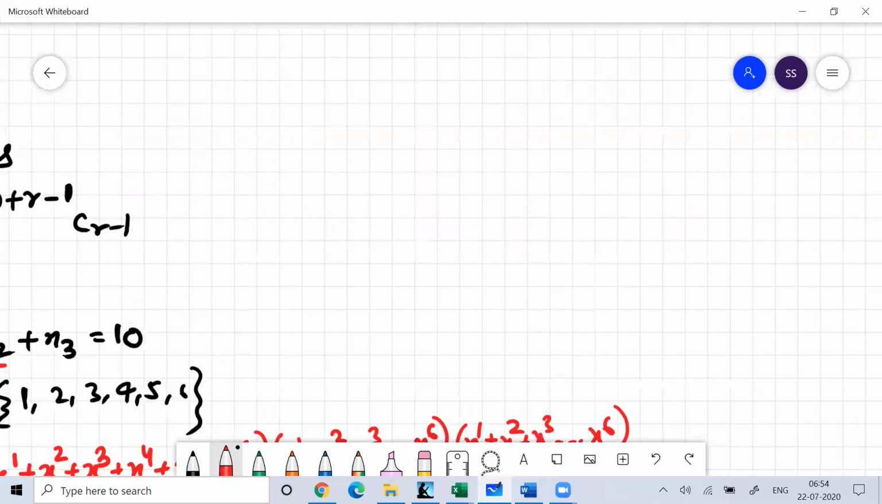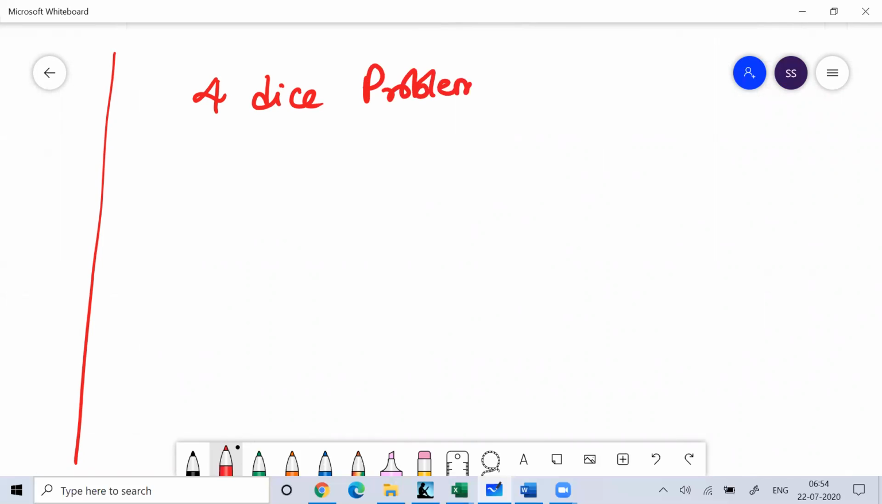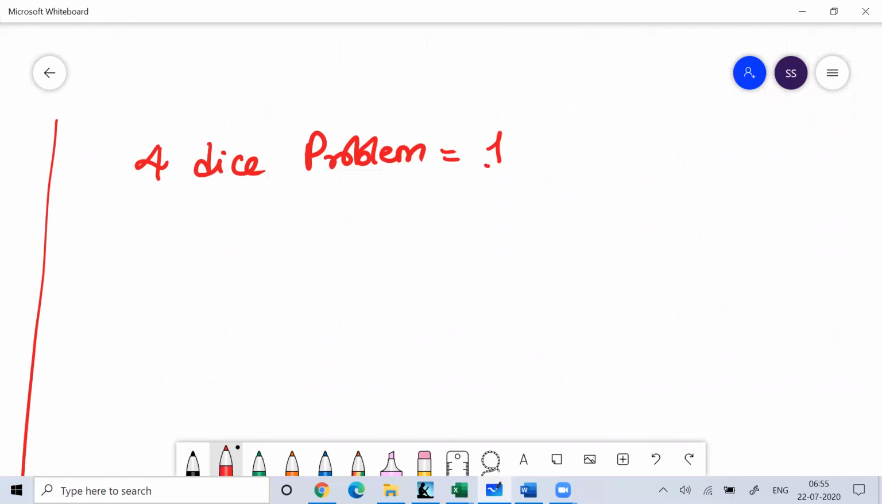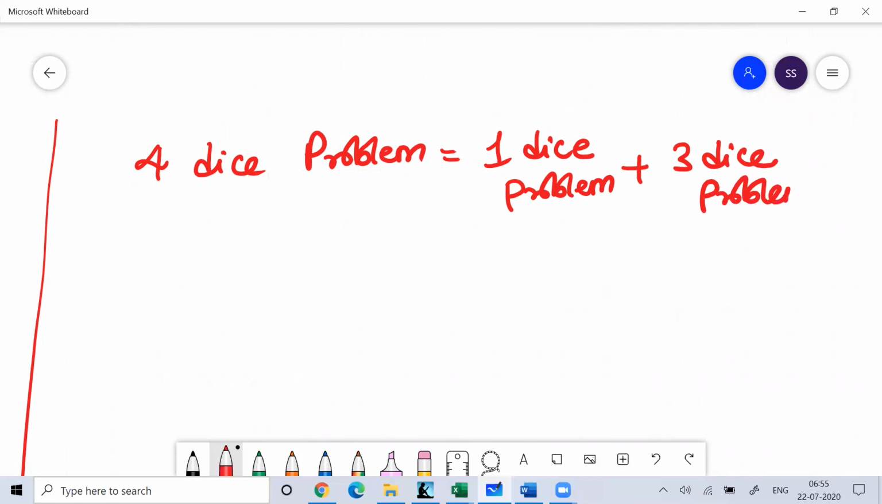Similarly, if I talk about a four dice problem, you can solve a four dice problem considering one dice and three dice. So whenever you get a four dice problem, break it as one dice plus three dice, and that way it can help you get the answer. Manually I can determine that part also, but I need to sit and work on it.